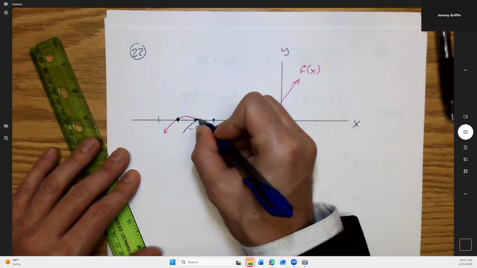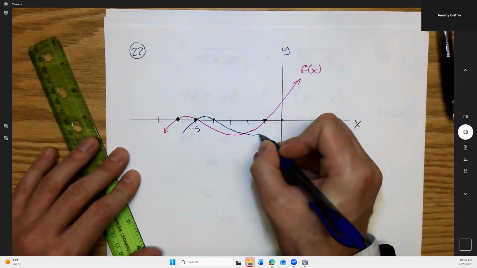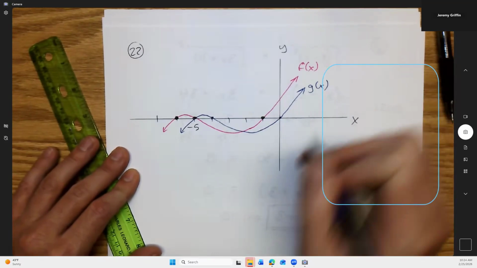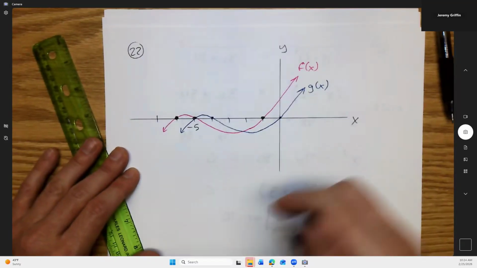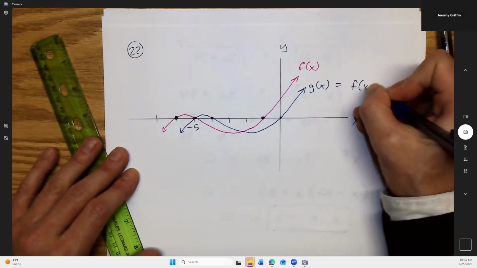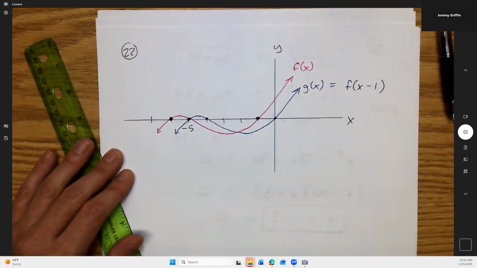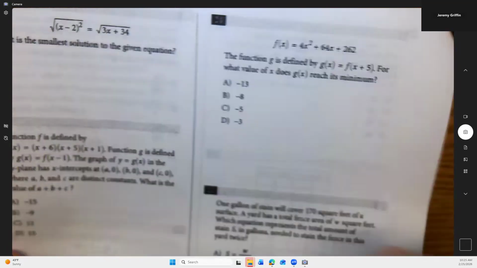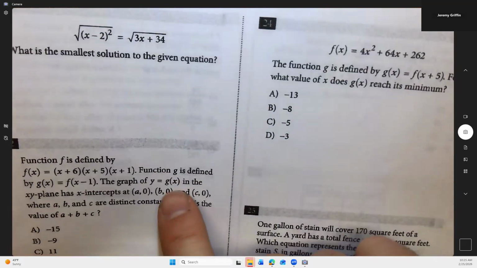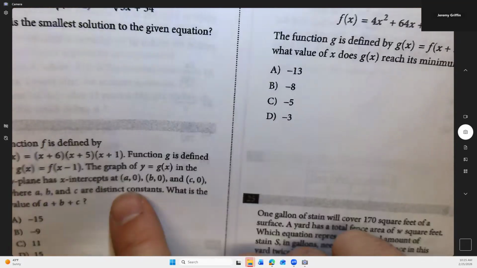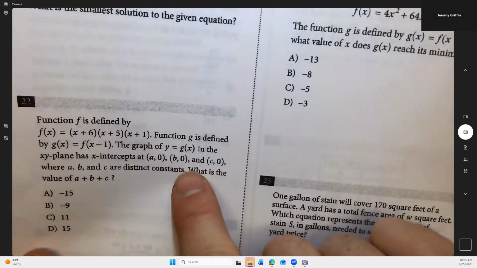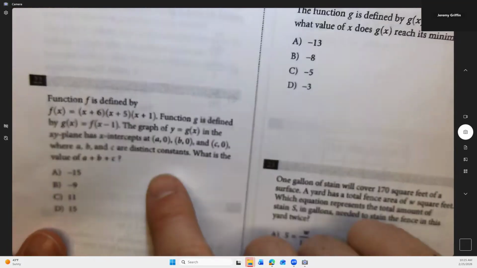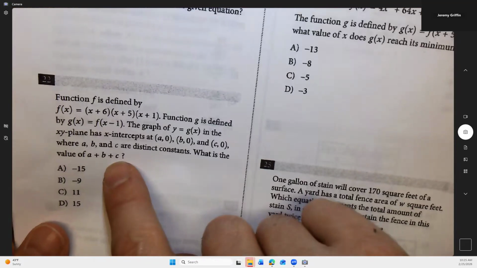So here's your g of x. Is that okay? It's just f of x shifted to the right one, because g of x is f of x minus 1. All right, where are we going with this? The graph of g of x in the xy-plane has intercepts at a, 0, b, 0, and c, 0. Well, good thing we drew it out because we know what a, b, and c are. And the question is, what's the value of a plus b plus c?